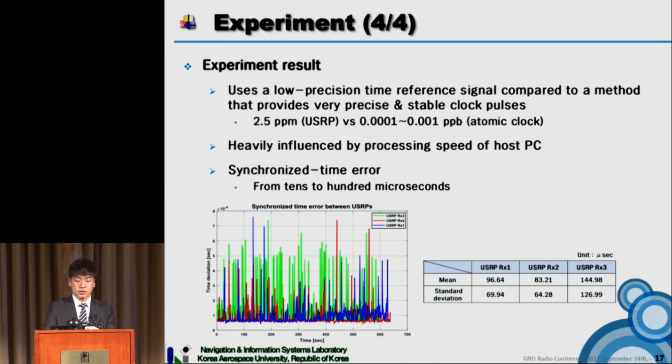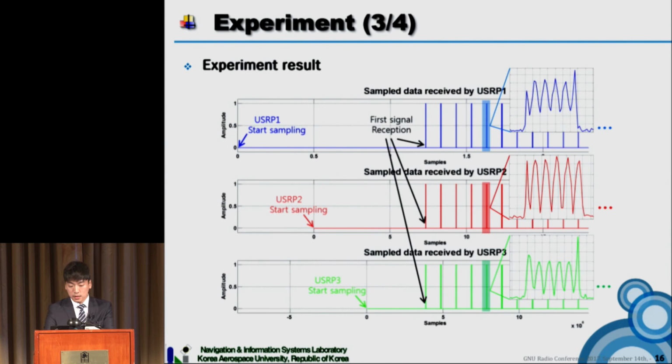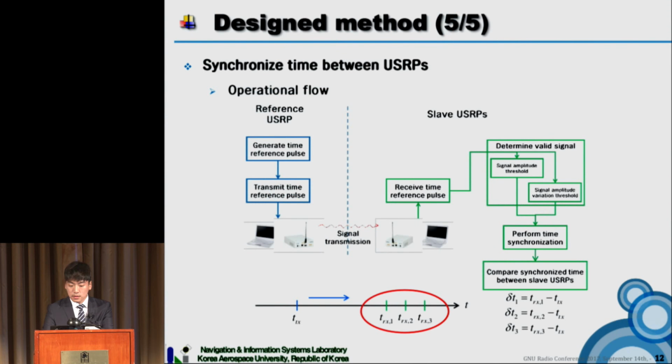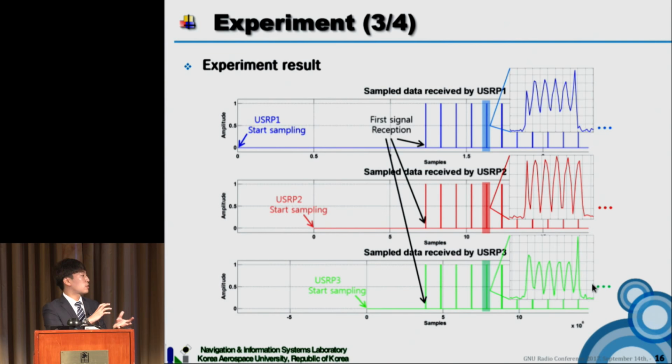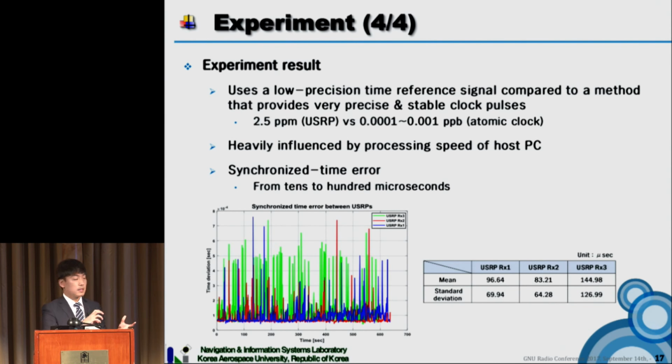These clock errors are calculated at these synchronized time errors. So we compared these synchronized time errors, their mean and standard deviations. So we calculated these time errors are from tens to 100 microseconds. So it is a very simple work. Okay.